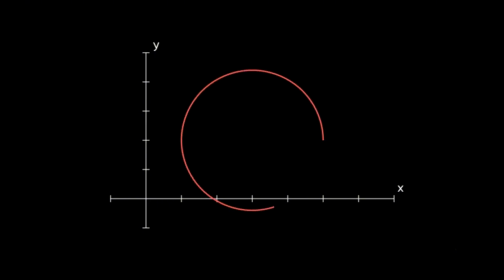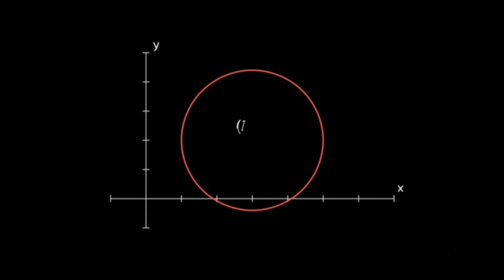Let's explore how the equation of a circle is derived from the distance formula. The distance formula is fundamental to understanding why a circle's equation takes the form it does. Here's a circle with center at the point (3, 2) and radius 2. Notice how every point on this circle is exactly 2 units away from the center.